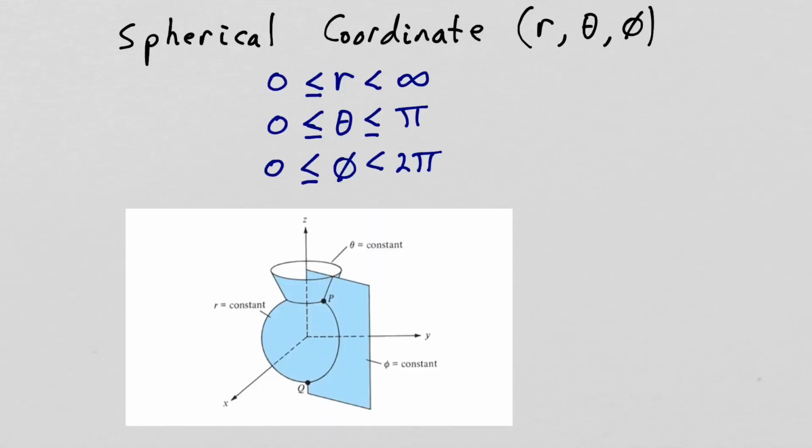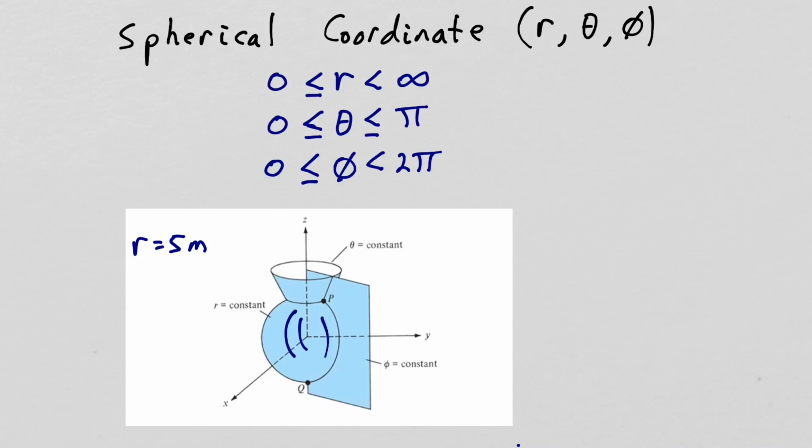The variable r can take on values from 0 to infinity, the angle variable theta from angles of 0 to pi radians, and the angle variable phi from angles of 0 to 2 pi radians. The variable r defines a spherical surface whose center is at the origin, and r is the radius of the sphere. R equals 5 meters would define some spherical surface like this sphere shown here of radius 5 meters.